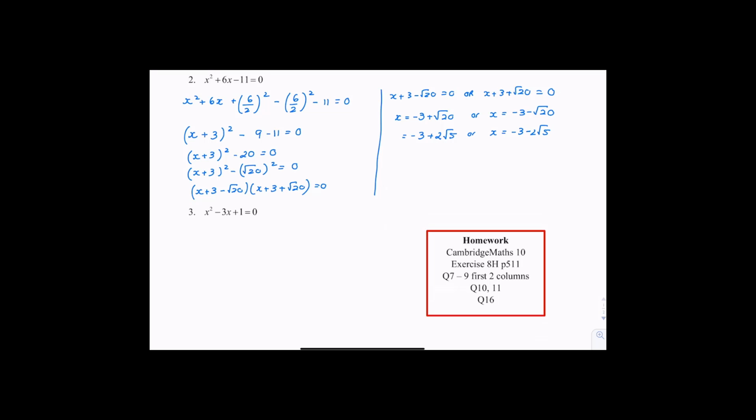Another way we could have written this is -3 plus or minus, because that's the only thing that's changing, 2√5. So x could equal -3 plus or minus 2√5 is another way of writing that. Have a go then at doing question 3. Pause the video, see how you go.